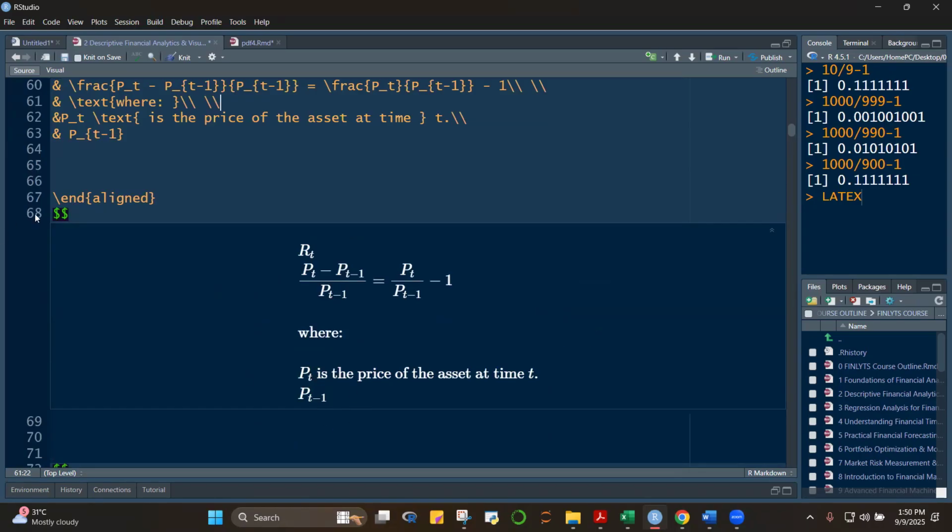So P sub T minus 1, you have the ampersand here. So what do you do with this? Okay, then you have to have the text brackets: is the price of the asset at time T minus 1. So is the price of the asset at time T minus 1, I'm going to put it here.